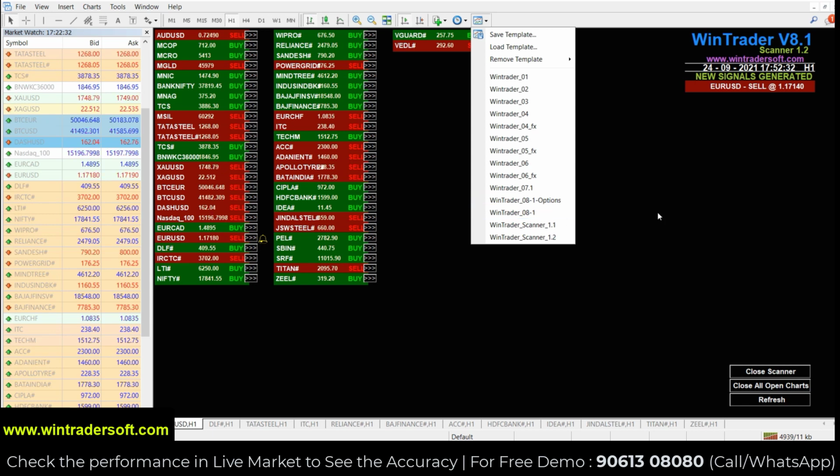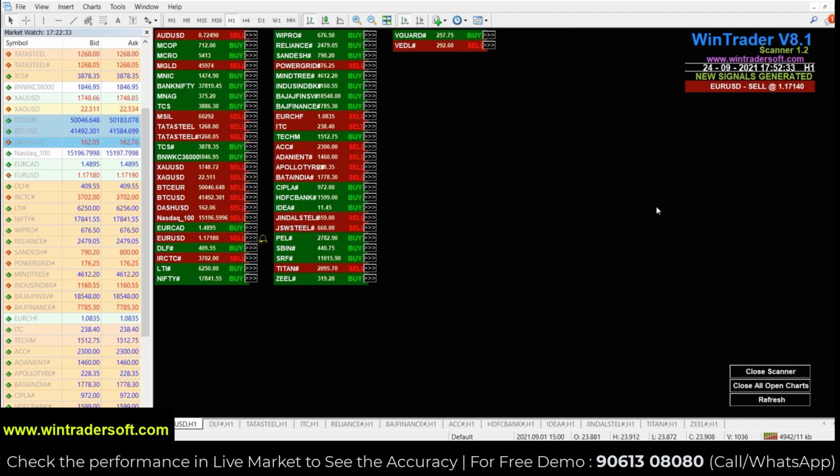In this 8.1 version, we probably use positional trading on the 1 hour chart. The 1 hour chart will determine the trend of a stock for almost 1 month, or nearby 2 weeks to 1 month, that we get from the software.